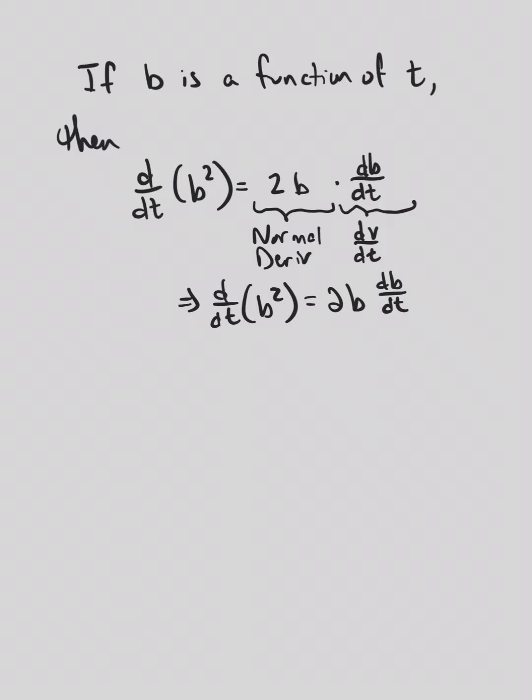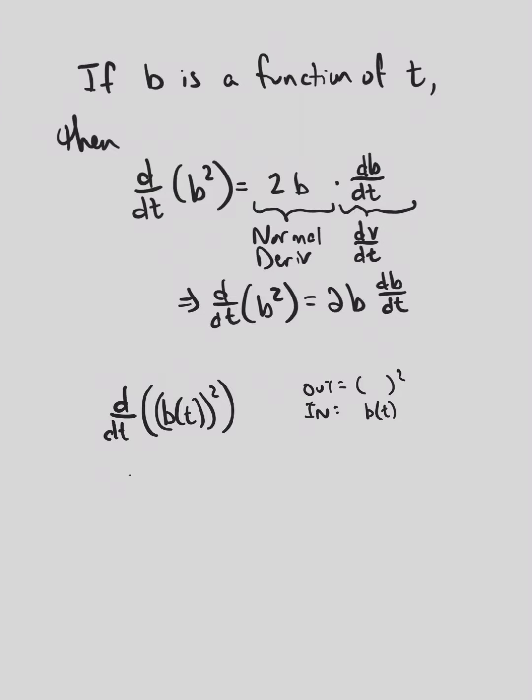Now, if you're still having trouble understanding why this is going on right here, since you're told that b is a function of t, you could replace b by itself with b of t to emphasize that dependence on t. Okay, and so here I have a chain rule. My outside is the squaring function, and my inside is just that b of t.